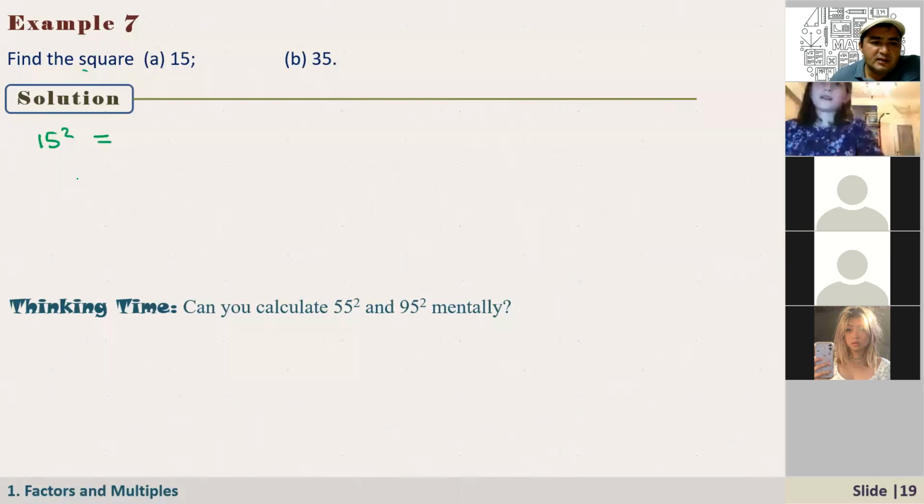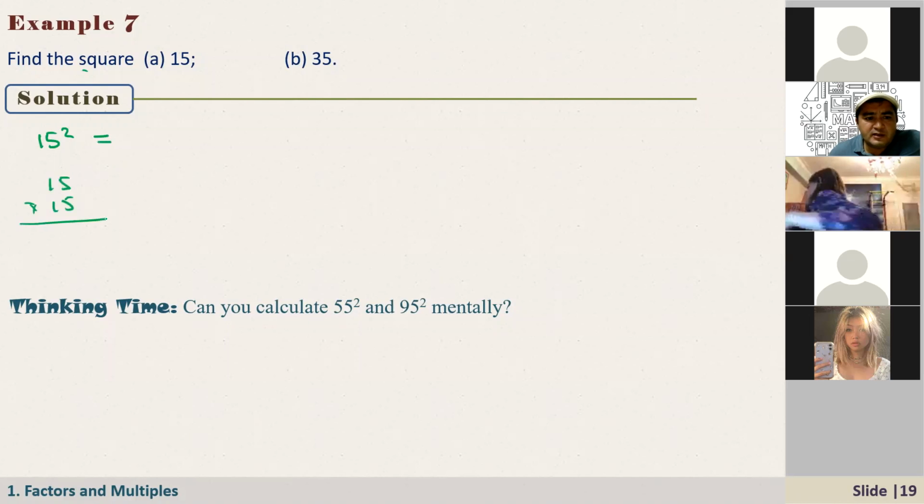So what is it? To do this one, I can write it as multiplying 15 times 15, right? And if you just multiply this, 5 times 5, 25, we have 2 carried. 5 times 1, 5, with 2, it is 7. Then 1 times 5, and the answer is 225. Very good.